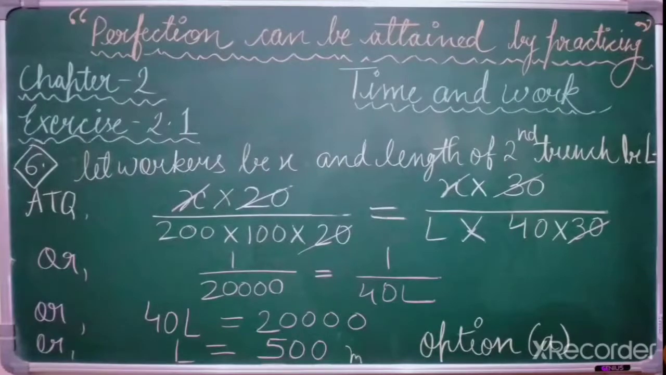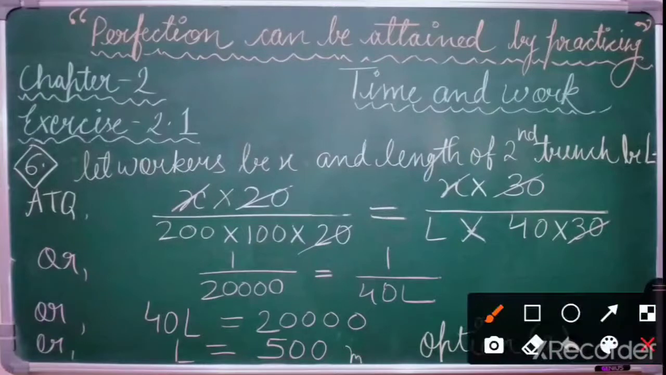In this case, we will keep both works on the right hand side and left hand side with the two conditions. The first condition is where the workers are working for 20 days and digging a trench of 200 by 100 by 20. And in the other condition, the same workers are working for 30 days and digging a trench of L meter by 40 by 30, height and length.